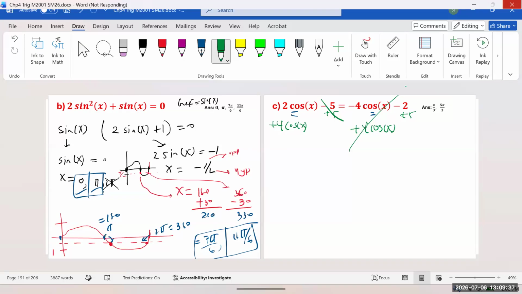So 6 cosine x on one side, and we have -2 plus 5. What do you get on the other side? 3.